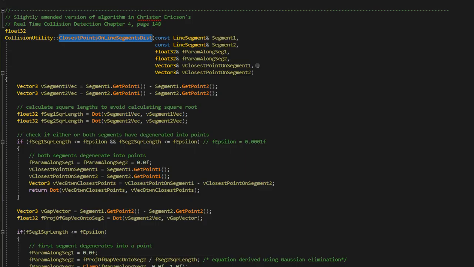We first create vectors between the segment start and end points. We use these vectors to get the square lengths of the segments, which allows us to have values that are proportional to the length of the segments whilst avoiding the square root function.